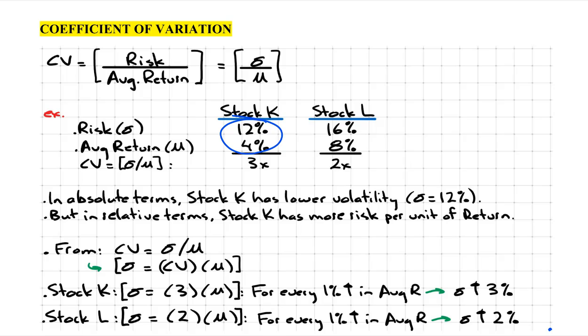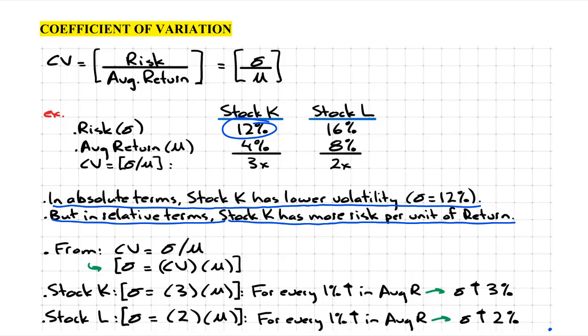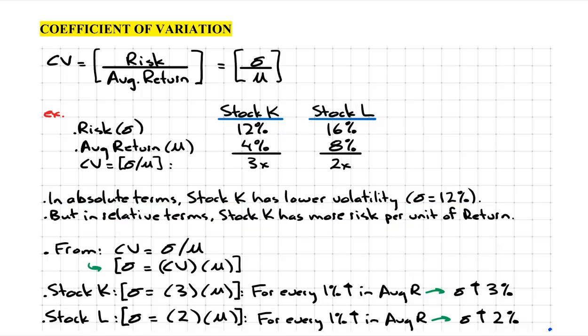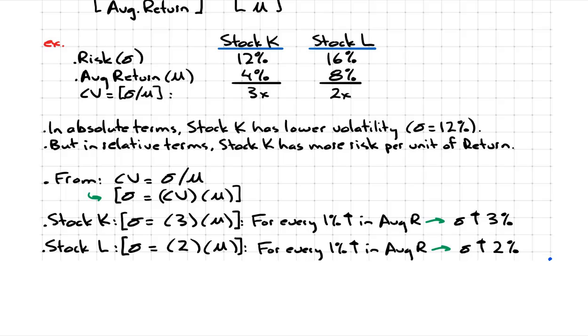So risk, in this case 12 divided by 4, is equal to 3 times, and for stock L, 16 divided by 8 is equal to 2 times. And there it is. In absolute terms, stock K has lower volatility, but on relative terms, relative to return, stock K has more risk per unit of return. And you can see that right here by looking at our coefficient of variation framework, which is risk over return.